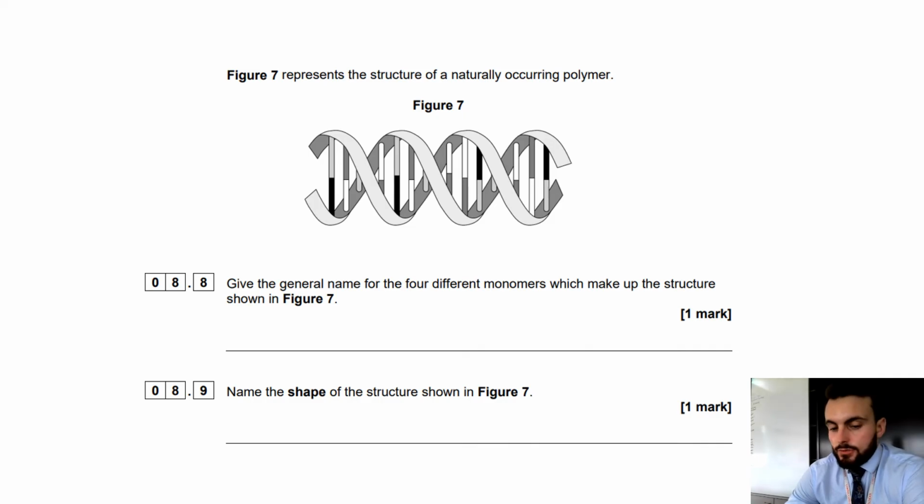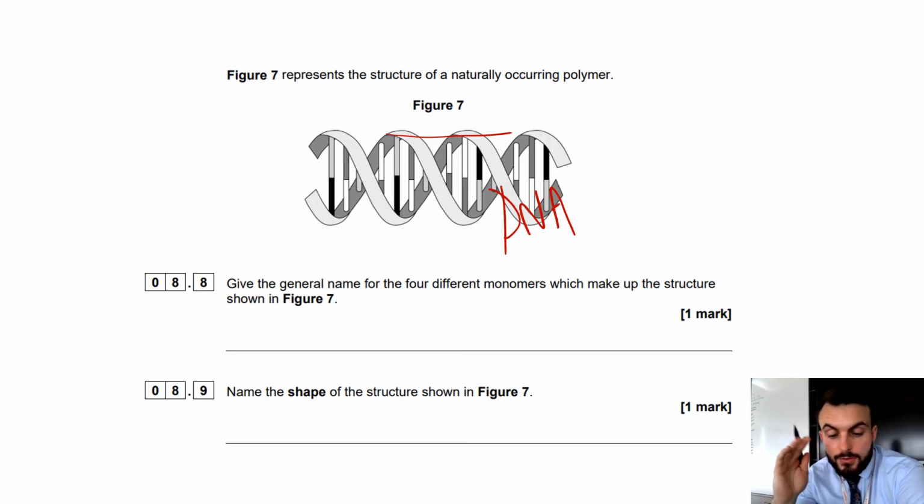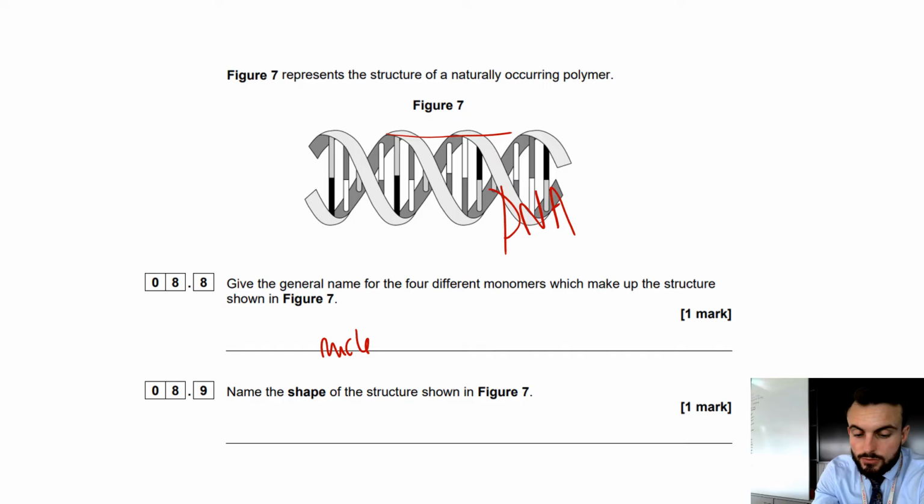Figure 7 represents the structure of a naturally occurring polymer. Everybody all the way from year 7 to 11 and beyond should be able to look at that and say immediately that this is DNA. Give the general name for the 4 different monomers which make up the structure shown in figure 7. So for this one you just need to remember that they are known as nucleotides. Name the shape of the structure shown. So what do we call this specific shape? It is a double helix.